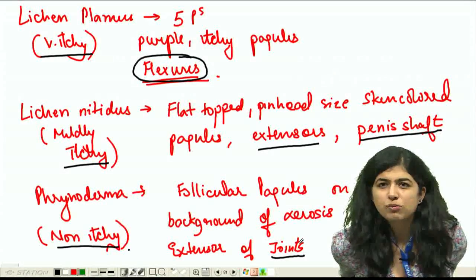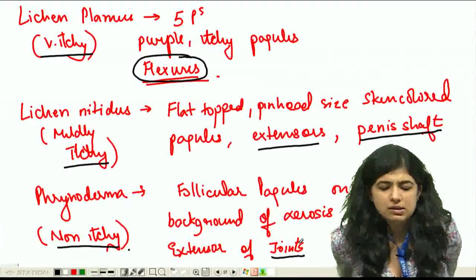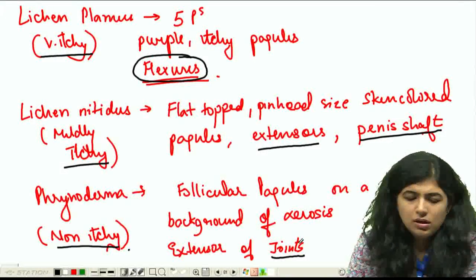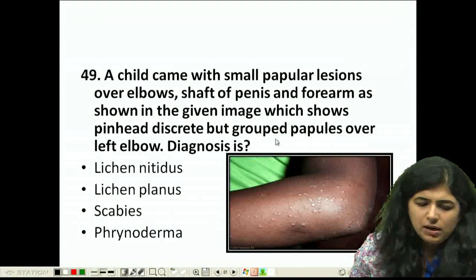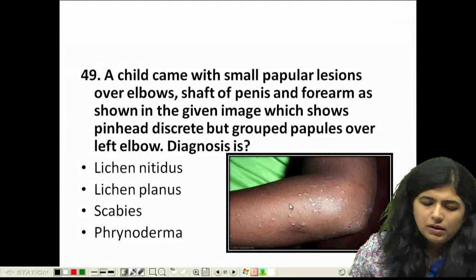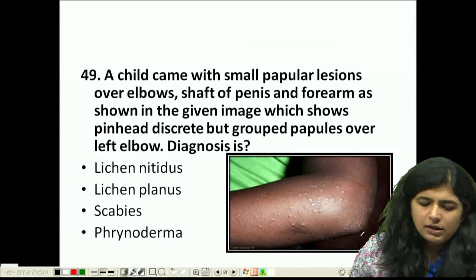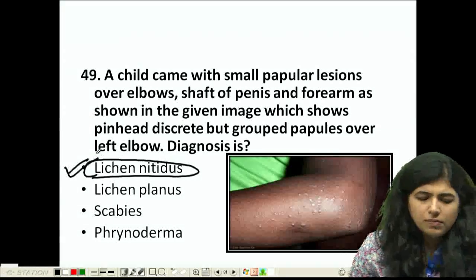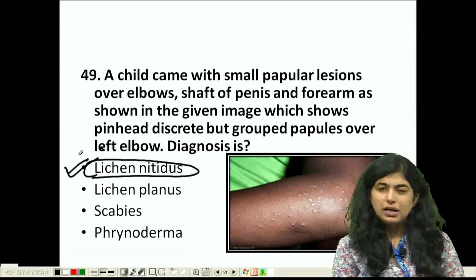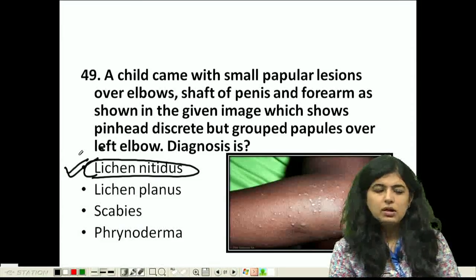So out of these 3 options, what is the one that is there in the question there? Come back to the question. Here, these are papules on the extensors, skin colored, itching is not mentioned. Lichen nitidus. Clear? Any doubt?